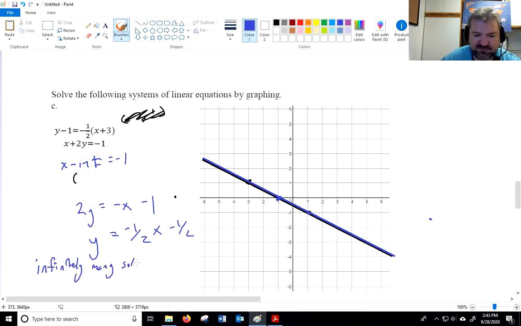Now, please don't misunderstand me. I am not saying that all real numbers are solutions. Not at all. I'm saying there's an infinite number of points since they lie on the same line, but it's only the points that are on these lines that are solutions.